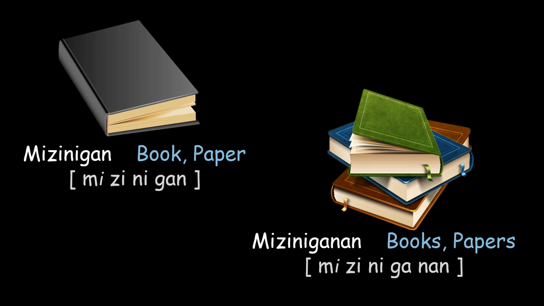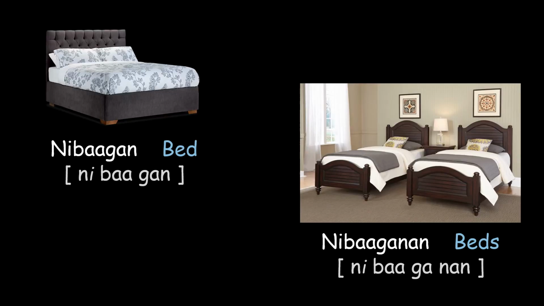Mazinagan is a book or paper. Mazinaganan, books or papers. Nabagan is a bed. You see our verb naba in there for sleeping. Nabaganan, beds, plural.